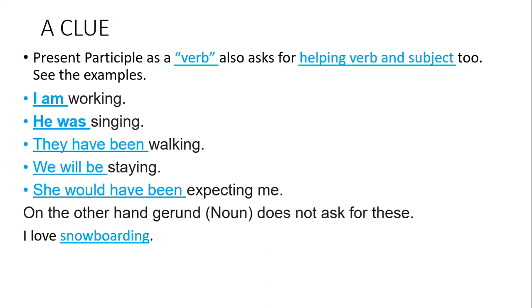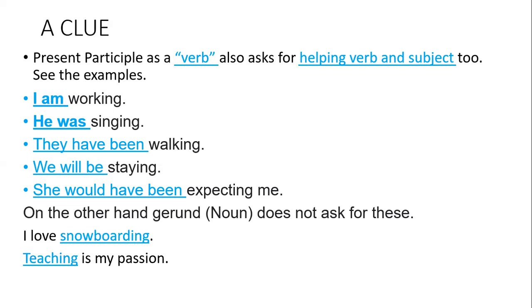For example, I love snowboarding. I love what? I love snowboarding. And you can see here that before snowboarding, neither a helping verb nor a subject is used. In fact, it is giving you the answer of what, and it has occupied the place of the object. Teaching is my passion. And you can see before teaching, neither a helping verb nor a subject has been used. And here teaching is used at the place of the subject.